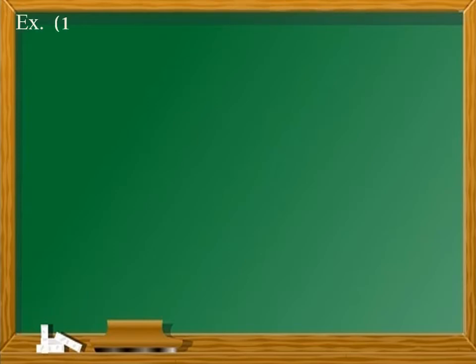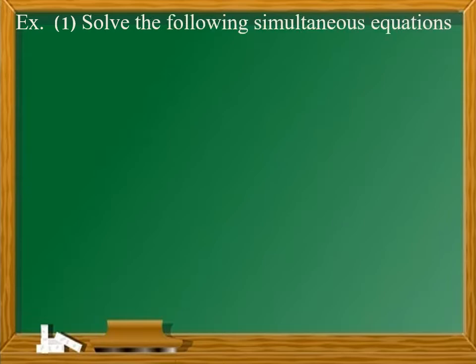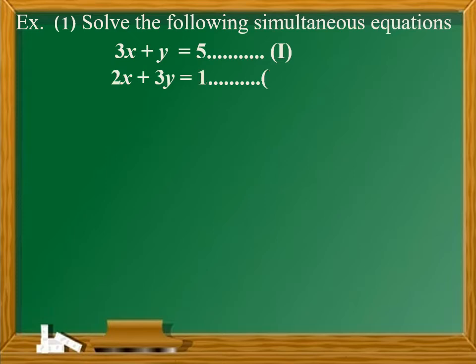Example 1. Solve the following simultaneous equations. The equations are 3x plus y is equal to 5. This is equation 1. And 2x plus 3y is equal to 1. This is equation 2. If we observe these equations, we can see that here the coefficient of y is 1 in first equation and the coefficient of y is 3 in the second equation. It will be very easy to make the coefficient of y same.